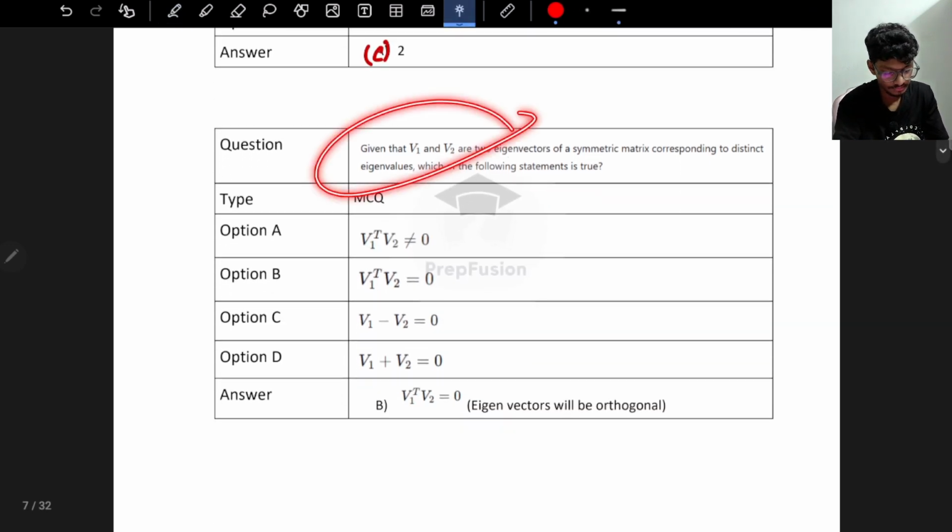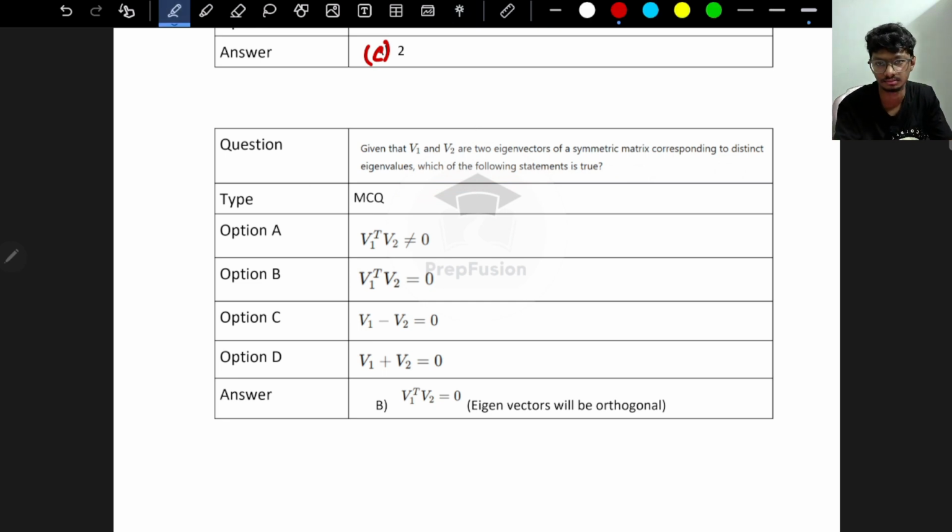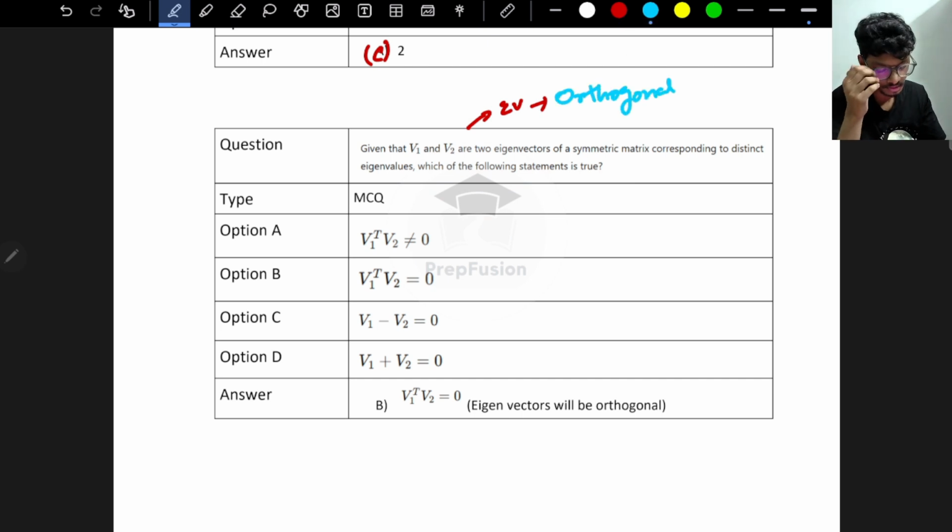Next, given v1 and v2 are two eigenvectors of a symmetric matrix with two distinct eigenvalues, which of the following statements is true? There is a property of symmetric matrices that their eigenvectors will always be orthogonal. This is a property of a symmetric matrix, so I think you should know this.